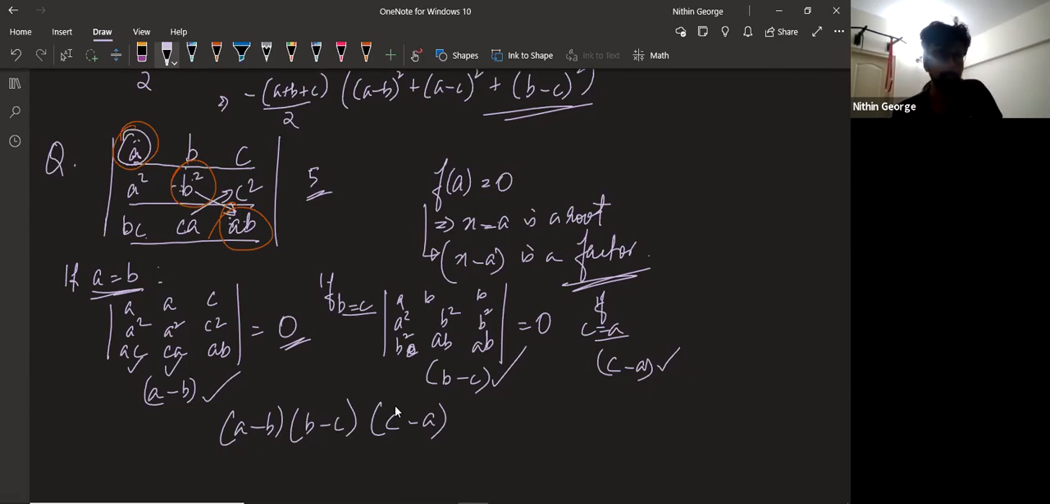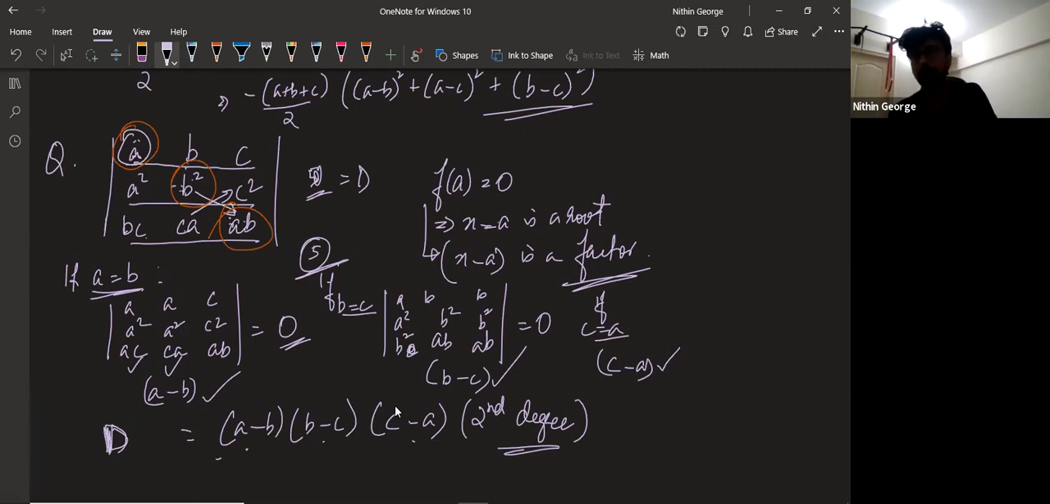This I'll call determinant D. So determinant will be this into what? Into a second degree thing, because finally every term that you get in the determinant will have degree 5. We are aiming for a degree 5. We have degree 3 here already. We need to find a second degree term here. Are you with me till here, guys? Yes, sir.